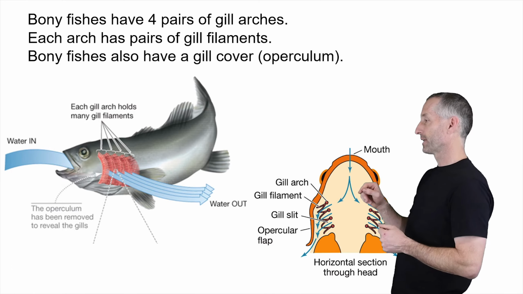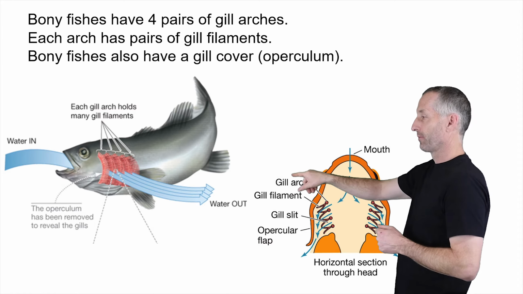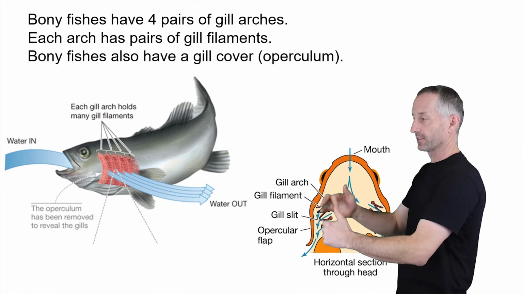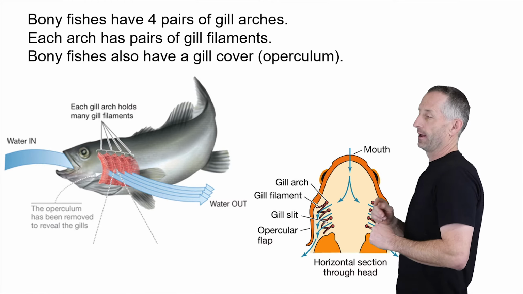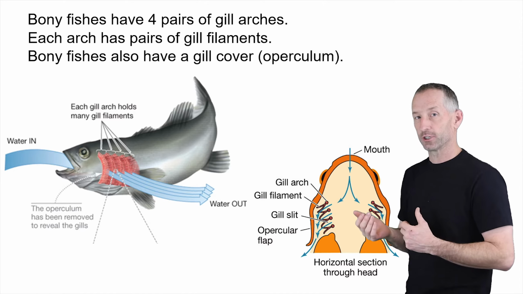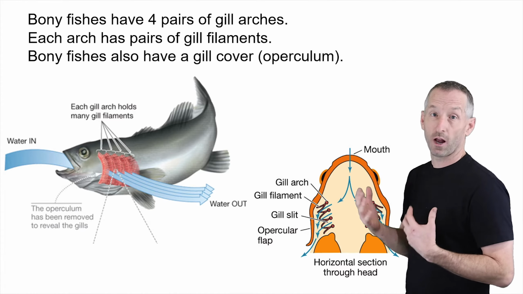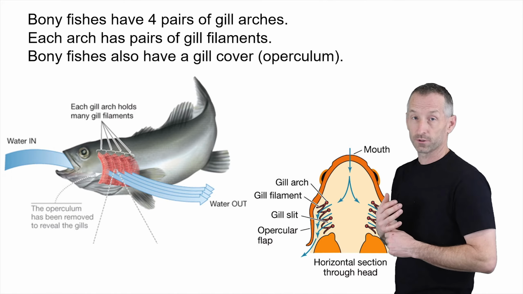So here are just two representations of the water going in the mouth of the fish and out through the gill arches, and as it goes out through the gill arches, it passes across the gills themselves, and therefore you can have oxygen exchange and carbon dioxide exchange, as well as other things across those gills.